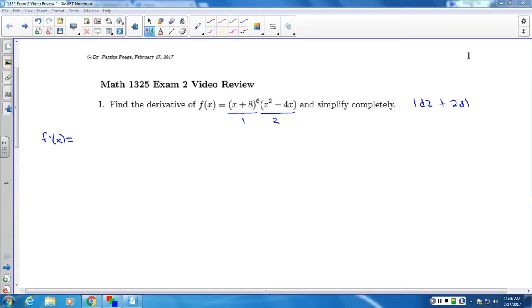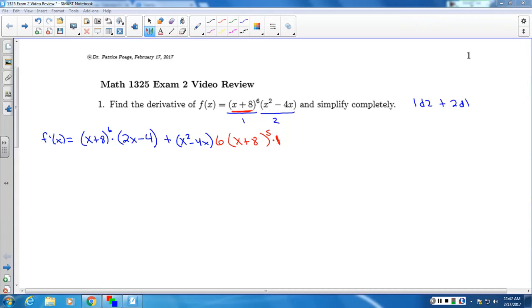So writing this down, 1 just means you write down the 1 term. d2 means you take the derivative of the 2 term. So the derivative of x squared is 2x minus the derivative of 4x is 4. So that's 1d2 plus 2, I'm just going to write it down, d1. As I take the derivative of the 1 term, it's going to be a chain rule. We have a bunch of junk to the 6th power. The derivative is going to be 6 junk to the 5th power. Put the junk in right there, times the derivative of the junk, but the derivative of x plus 8 is just 1.